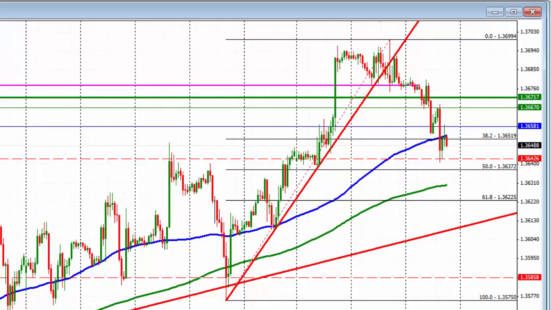Stay below that 100-hour moving average now into the afternoon, and we could see a rotation further down, an extension maybe of the low, that could take the price down toward the 1.3630 level. This is the 200-hour moving average in the euro versus US dollar.